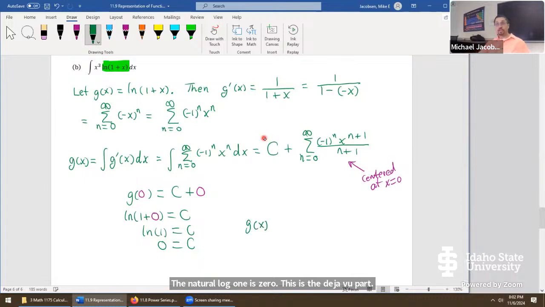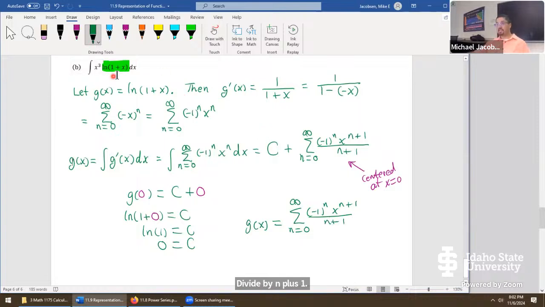Just to rewrite it, g of x is equal to the summation from 0 to infinity, (-1) to the nth power, x to the power of n plus 1, divided by n plus 1. So now we know this part. We have a g of x, in other words. And the downside to this is, I did forget one thing.